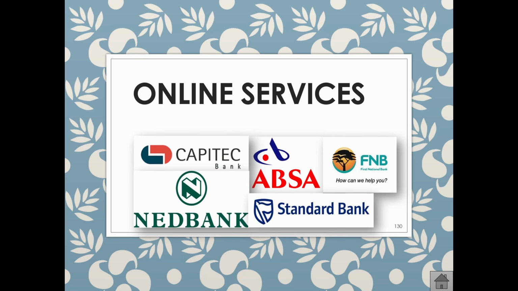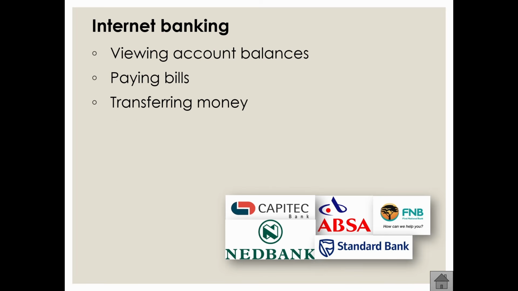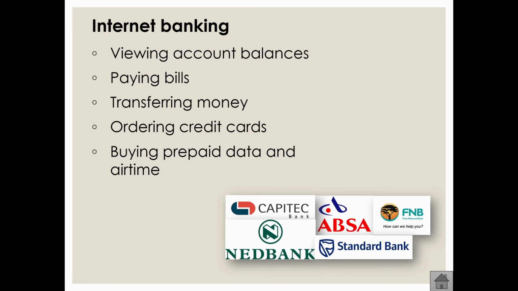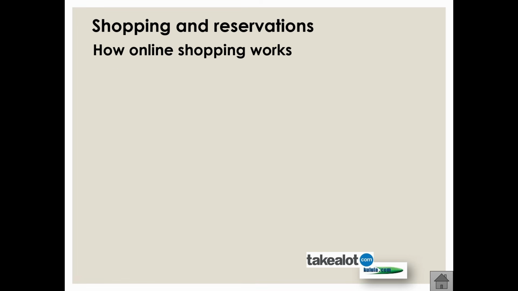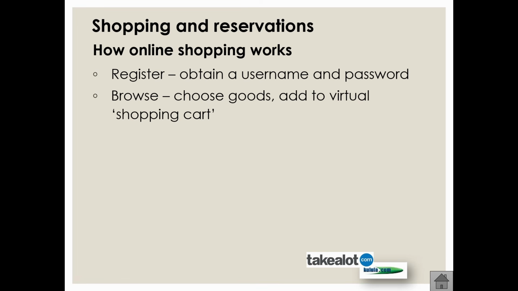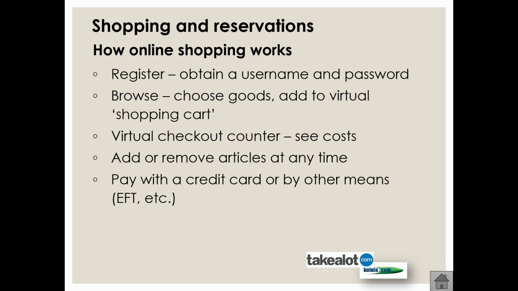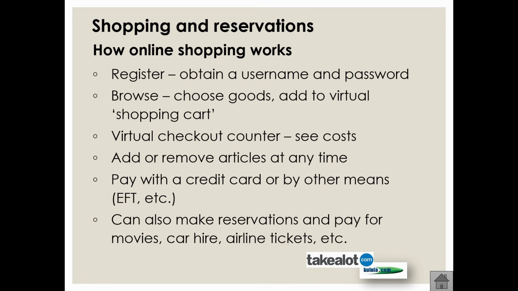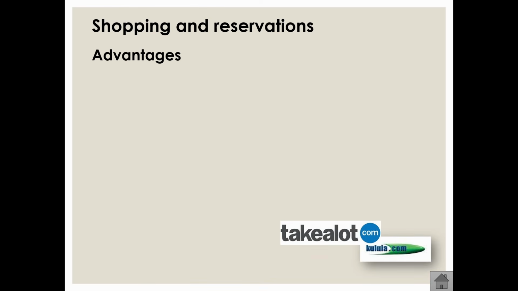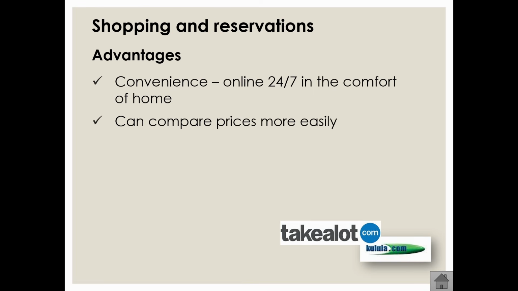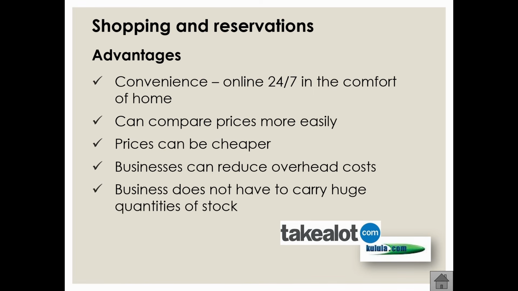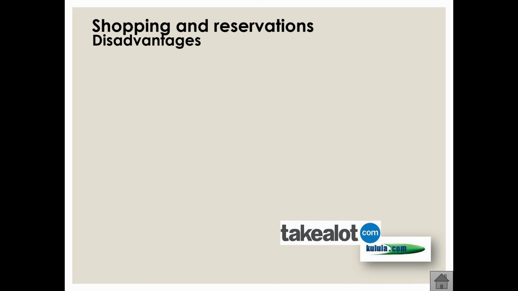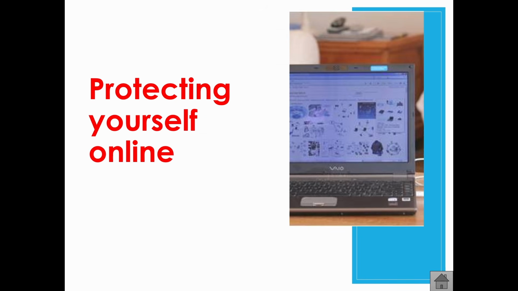Then our online services as well, things like our internet banking, why we would use it, how we can stay safe. There we go, the advantages, disadvantages, doing shopping and reservations. Folks, these things don't come up as just normal questions. They usually come up under scenarios. So I'll give you a scenario and then you are expected to understand the good, the bad, and the ugly about these items. Then protecting yourself online, a big one that comes up often.